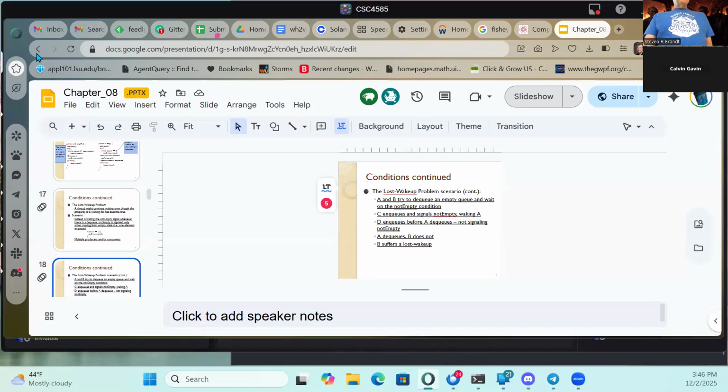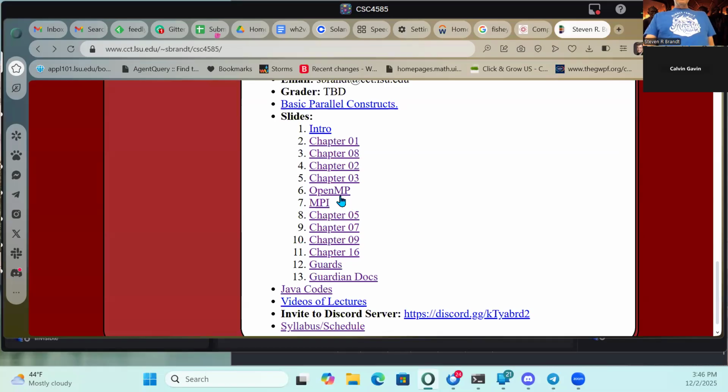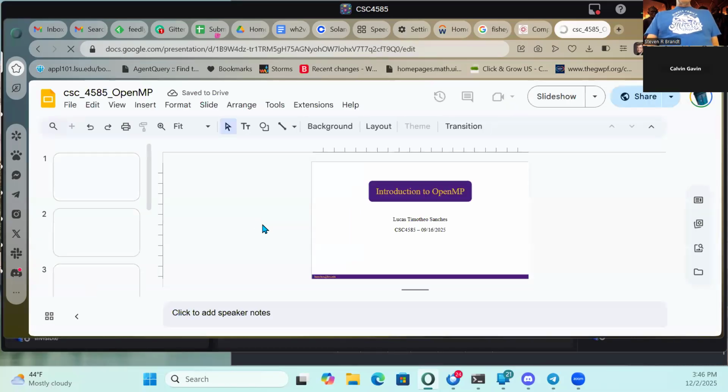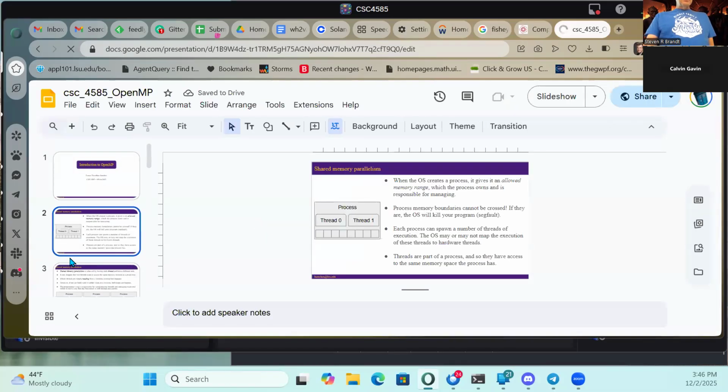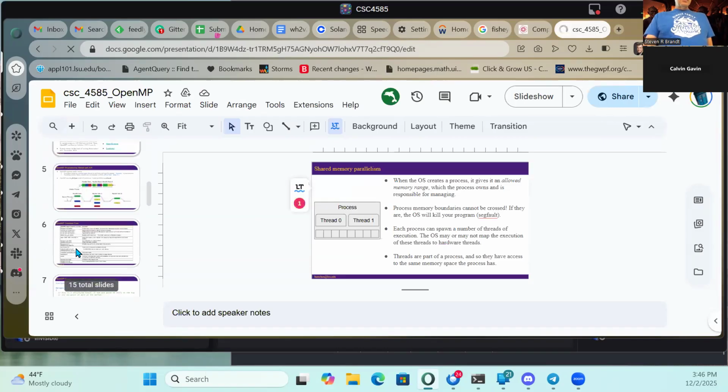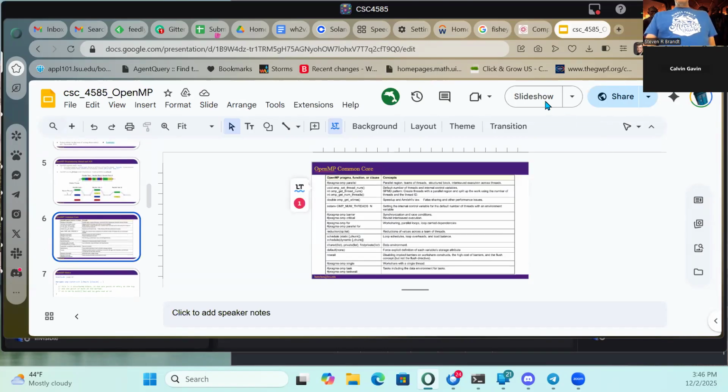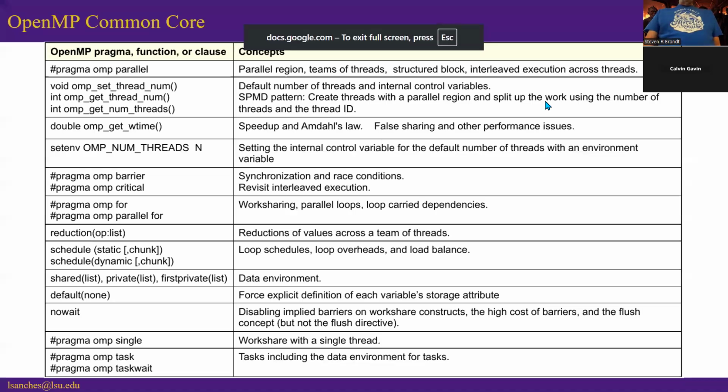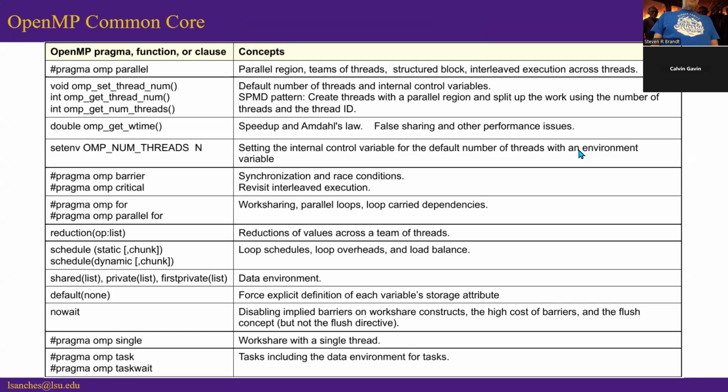Hold on. Let me get to where you are. Sure. Slide 6, you say? Yes. It basically lists a number of definitions. It's like all of them. Right. Yeah, no, you don't have to memorize all of that.